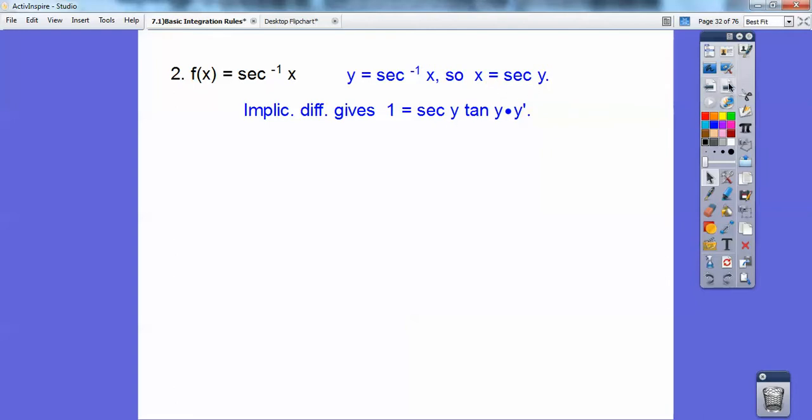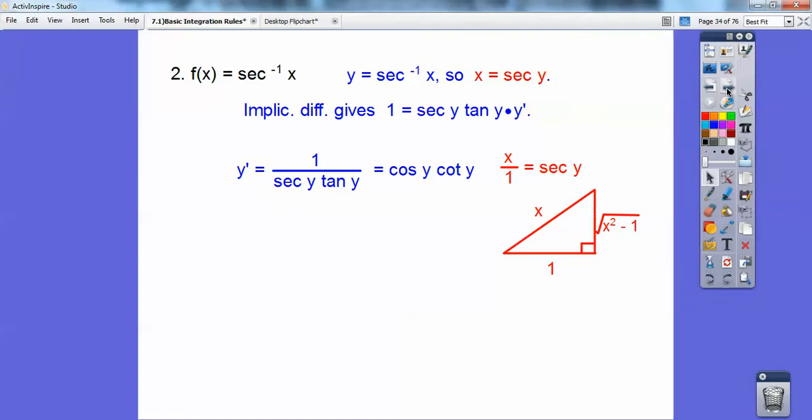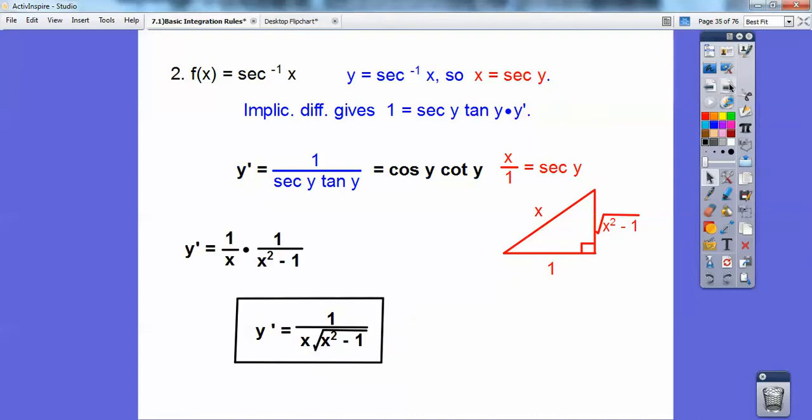Okay, so y prime is 1 over secant tangent when I solve for y right here, so I divided both sides by secant tangent. Then we need to set up my right triangle again. Since the secant of y equals x, the secant of y is hypotenuse over adjacent, so x over 1, and the other side is the square root of x squared minus 1. Okay, and this is just leading us into our integration of inverse trig.